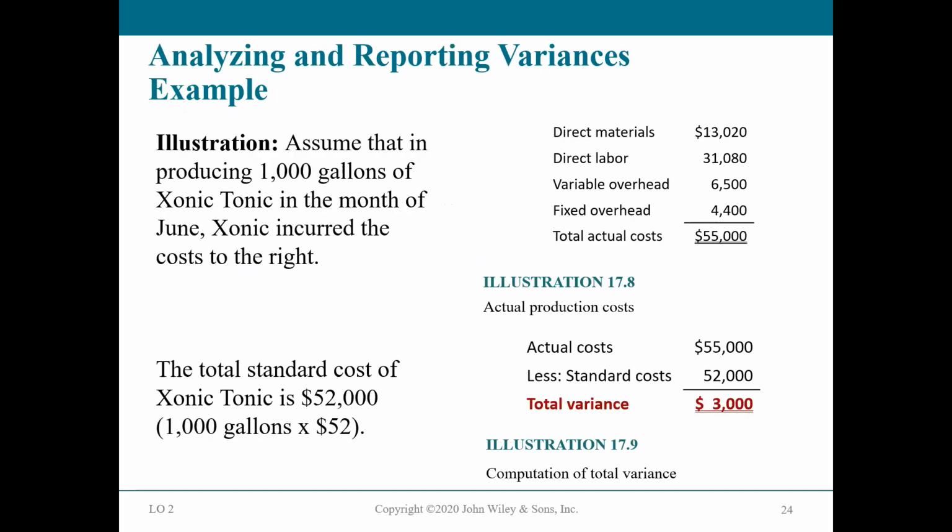Little illustration here. Assume that in producing 1,000 gallons of that exotic tonic in the month of June, they incurred the cost on the right. And if you remember, our standard cost was $52 per gallon. And we'll do a little analysis. So we pull in our actual at 55,000. Our standard cost at $52 per 1,000 gallons is 52,000. Therefore, we have a variance where actual exceeded standard by 3,000. So we have an unfavorable cost total variance.